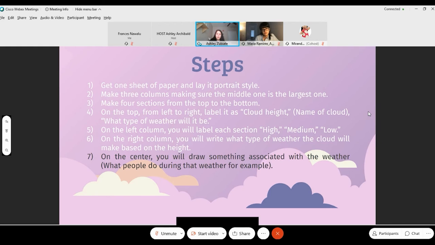And then the name of the cloud. So we're going to look at the names of the clouds, and then we're going to write what type of weather it will be in. After that, we're going to label them, first high on the first section, and then medium, and then low at the bottom. And then we're going to write on the right column what kind of weather comes out to be. In the middle, we're just drawing an example of how the weather is.